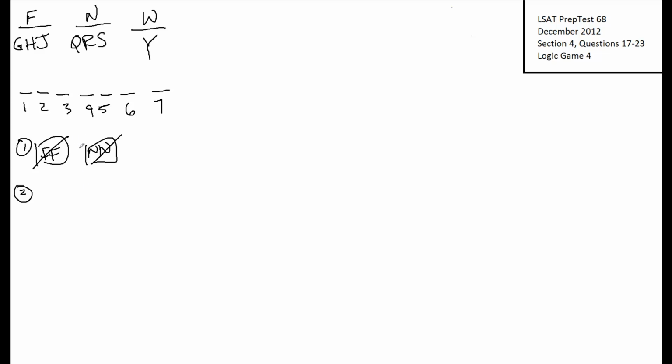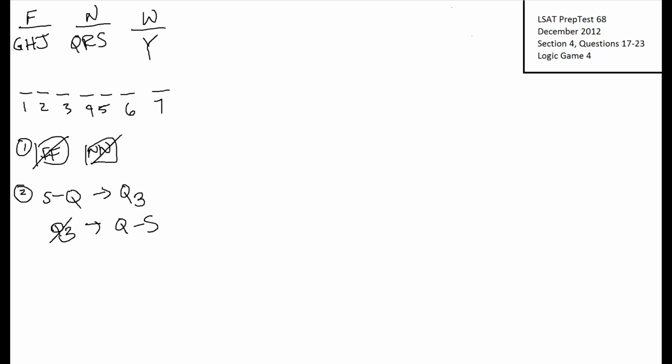Second, S can be earlier than Q only if Q is third. So only if is what? Only if gives me the necessary condition. So only if Q is third, so Q is in 3, right? So only if Q is in third can what happen? Can S be before Q? Okay, and so the first thing I want to do here is take the contrapositive. If Q is not in 3, then S is not before Q. In other words, Q is before S, right?